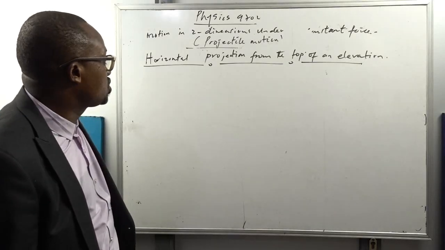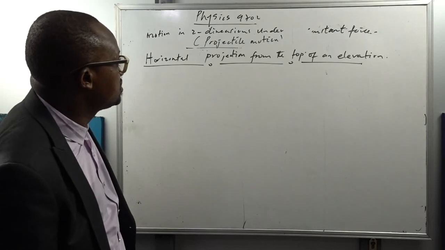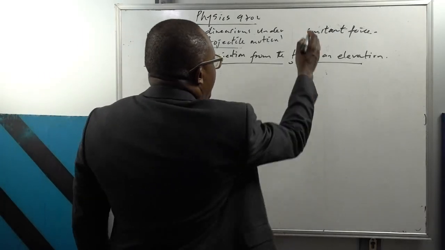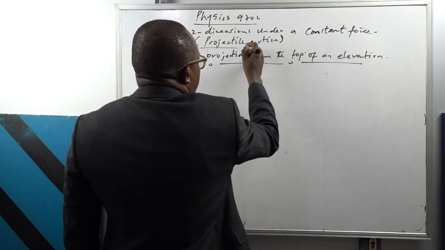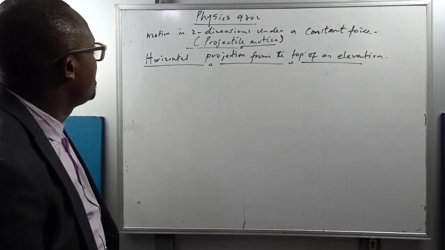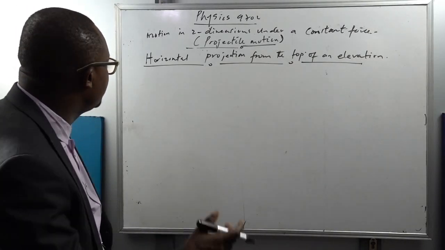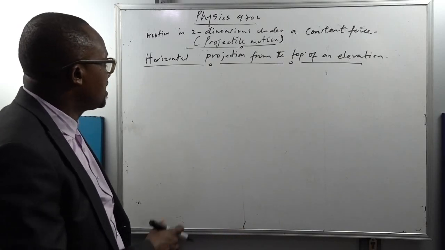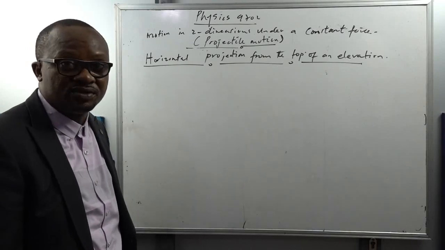All right, so let's continue as we begin to look at motion in two dimensions under a constant force. I've said to you before that this motion is referred to as projectile motion, meaning that the particle is moving freely in air. What we want to look at in this section now is horizontal projection from the top of an elevation.